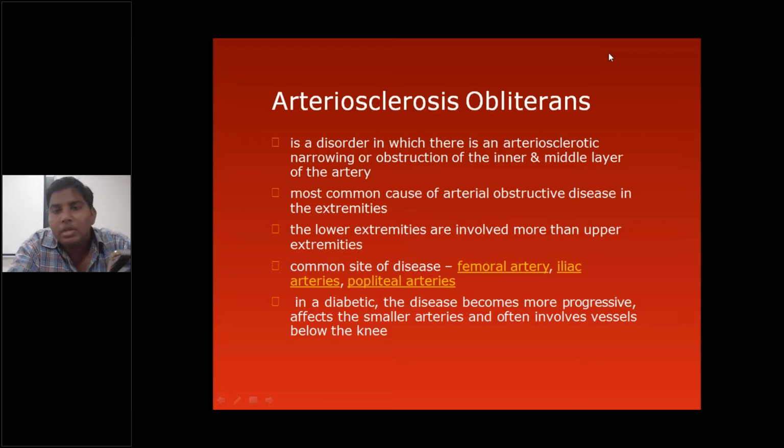Okay. You people also study regarding peripheral vascular disease, if possible. The next class will be on varicose veins, just to complete the arterial and venous system. There is another class where we could discuss the lymphatic system.